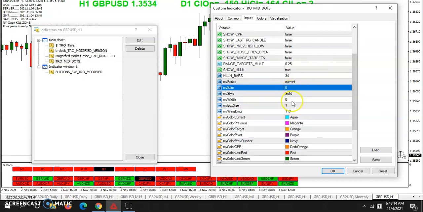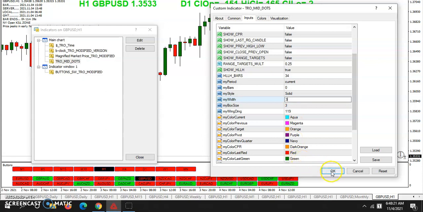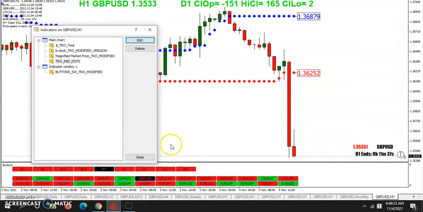The box size, that's for the price box. If you want big boxes, you can go 3. And for the size of the dots, if you want bigger dots, because you have a hard time seeing, you do it like that.